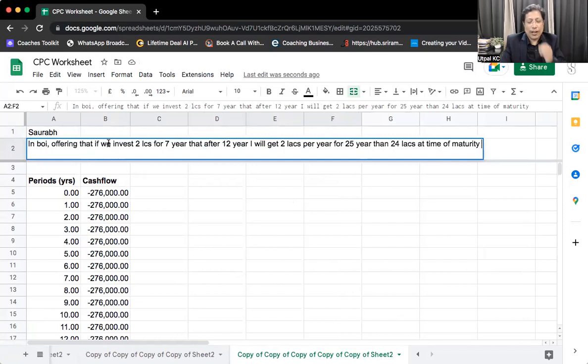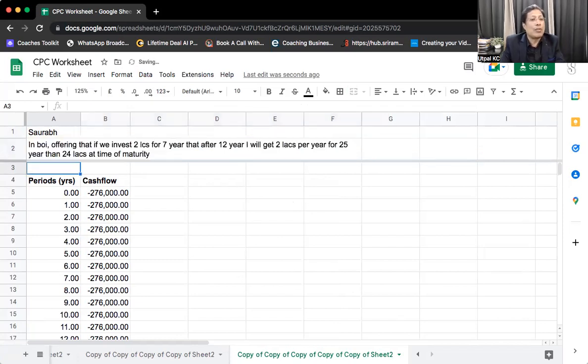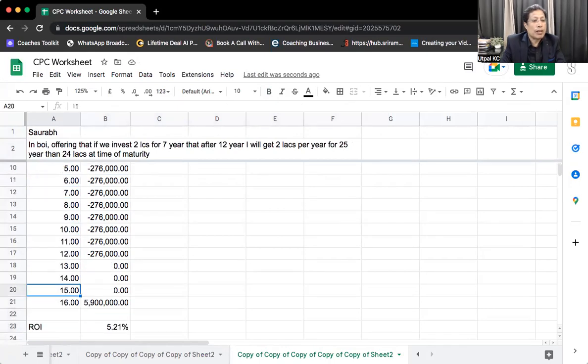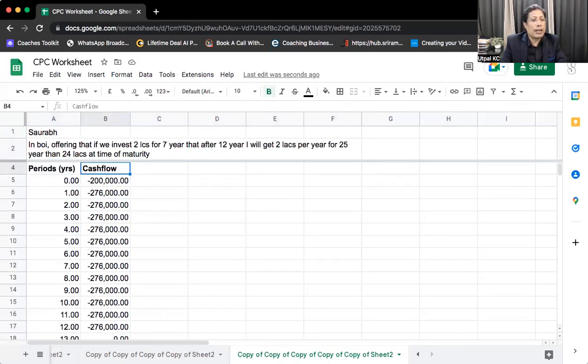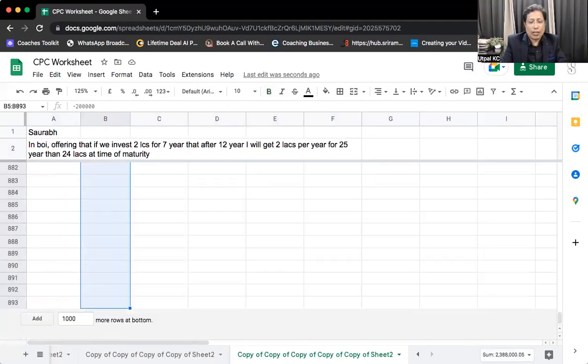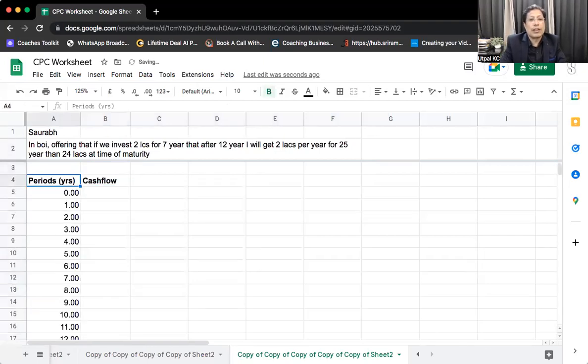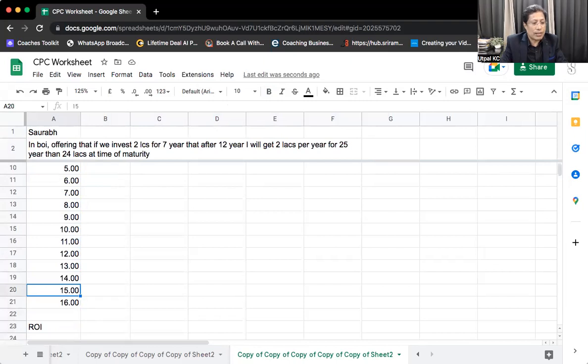Okay, Bank of India offering that we invest 2 lakhs for 7 years. I am using it here only. Minus 2 lakhs. After 12 years, 2 lakhs for 25 years, then 24 lakhs at the end. So let me get it right. In total you get 2 lakhs per year for 25 years.